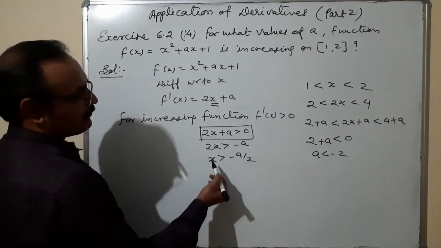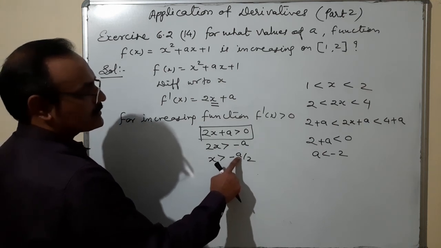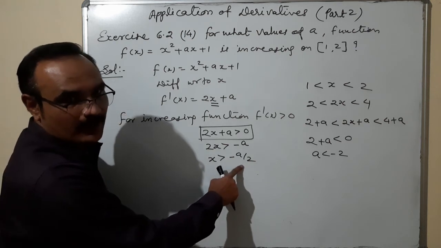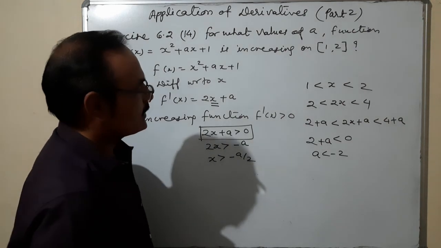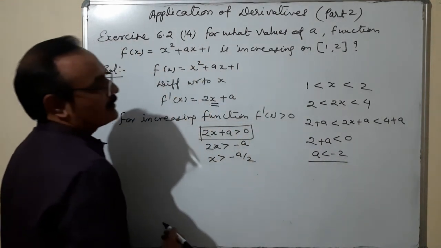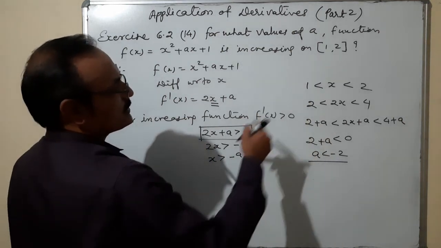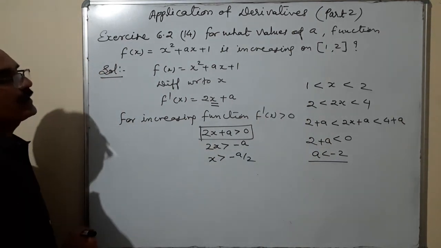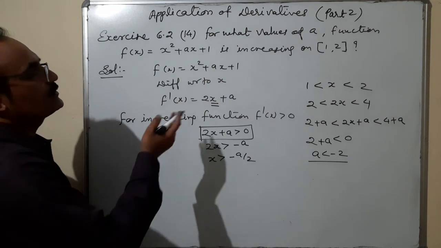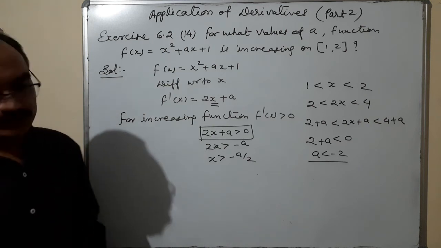You can check it here. In place of a, I'll put minus 2. So minus and minus is cancelled. 2 upon 2 greater than 1. X is greater than positive term. Okay. So for which the function is increasing. So this is the answer. For a is less than minus 2, the function is increasing. That means any value you can put in place of a less than minus 2, then the function is greater than 0.